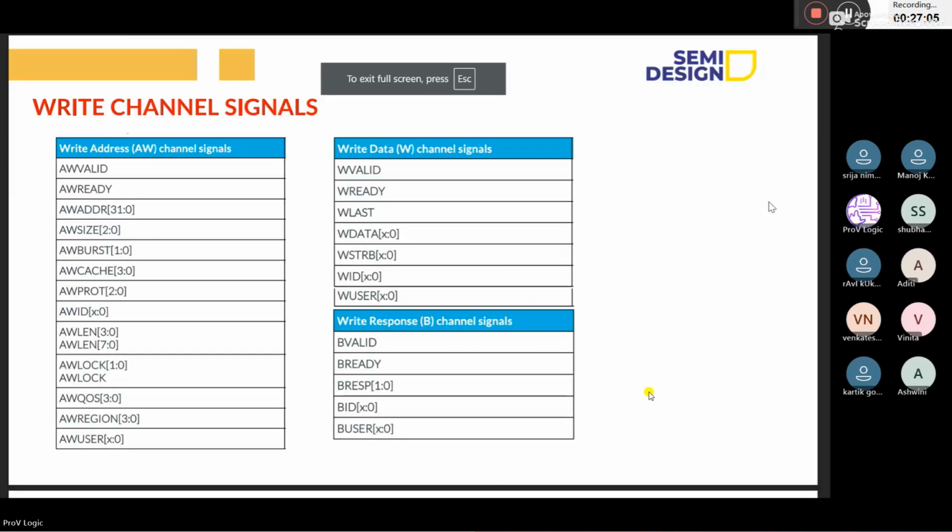Next, after completing size, burst. Burst you already know. We have fixed, increment, and wrap burst.